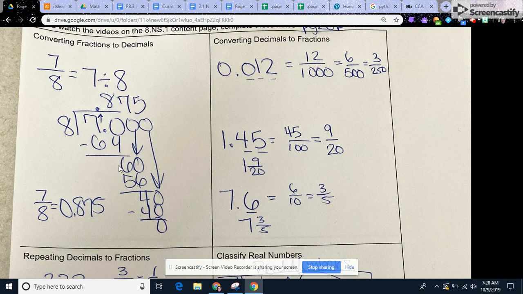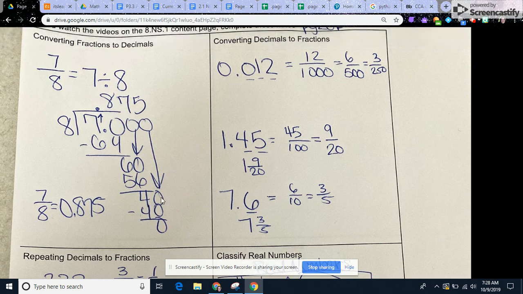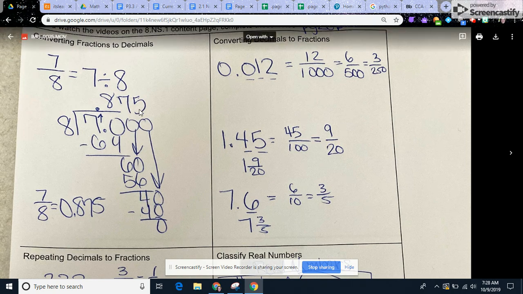Until you get to where it's a 0, you should keep going to continue the decimal. So you bring down another 0. 60 divided by 8 would be 7. 7 times 8 is 56. Subtracting, you get 4. Bring down another 0. 40 divided by 8 is 5. 5 times 8 is 40. You finally got your 0. And so 7/8 equals 0.875.